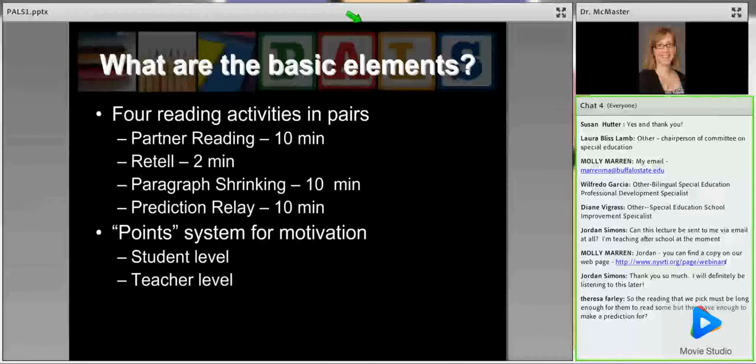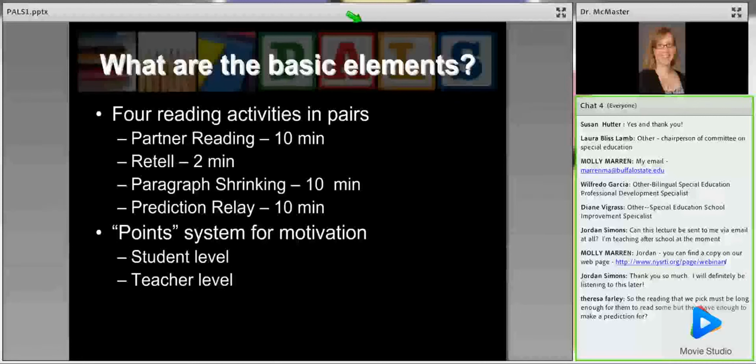So we have a question here saying the reading that we pick must be long enough for them to read, but also be able to make a prediction, and that's correct. A lot of times, and we'll talk more about the reading material a little bit later, kids might be reading from chapter books. If they're in second grade, they might not quite be there yet. They might be reading trade books, and you can adjust the amount that they're reading and predicting. But yes, it should be a text where they can actually engage enough to be able to make predictions. So really short texts are probably not going to be appropriate.